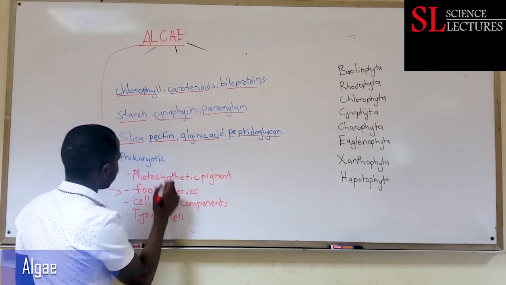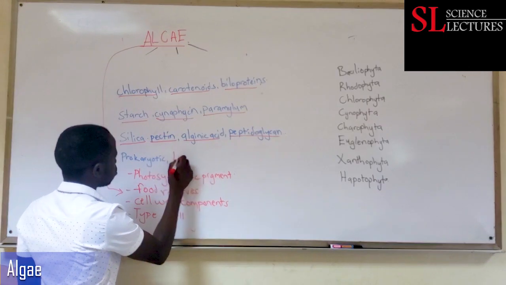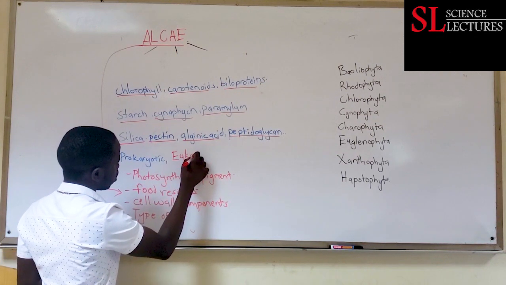Then number 4, depending on the type of cell. Depending whether the algae is prokaryotic or eukaryotic.